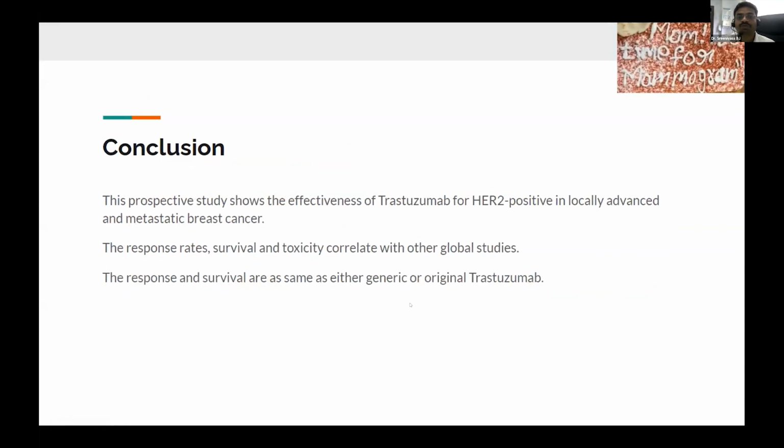So this prospective study shows the effectiveness of trastuzumab for HER2 positive locally advanced and metastatic breast cancer. The response rate, survival, and toxicity correlate with other global studies. Response and survival are the same as either generic or original trastuzumab. With this, I will conclude my study. Any questions, I am happy to take up.